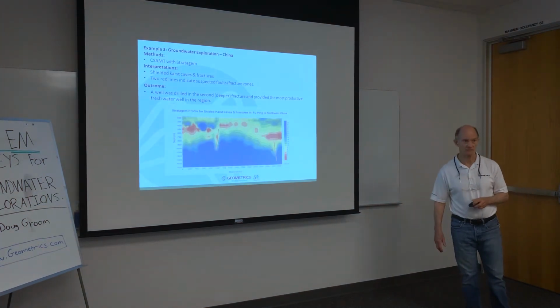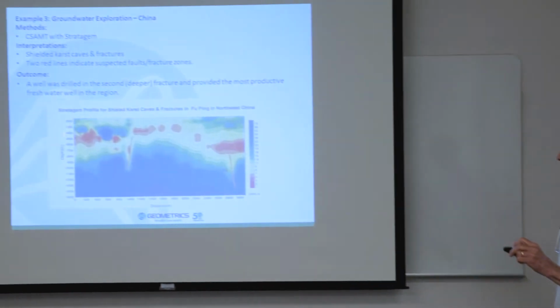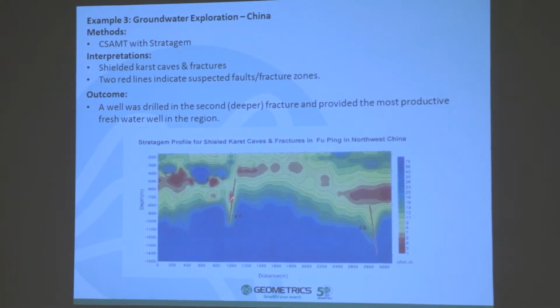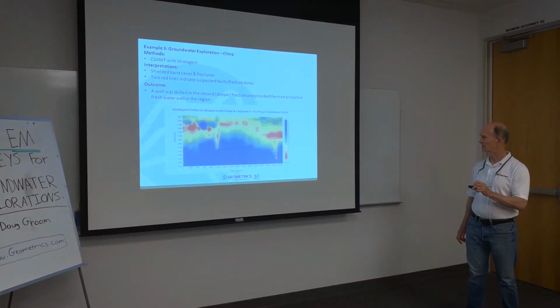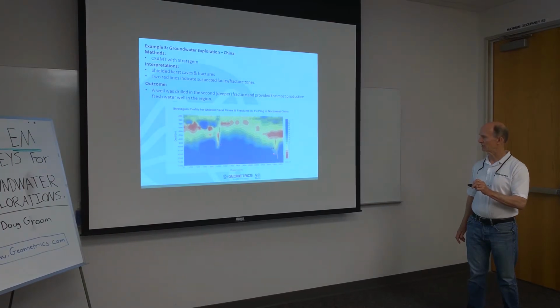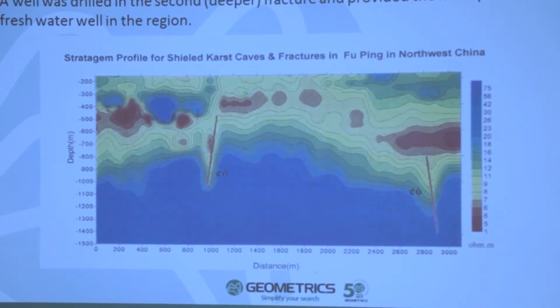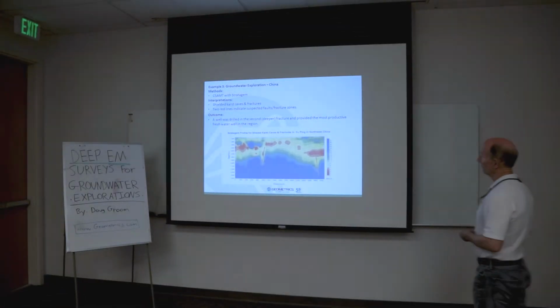This was a very deep survey, looking down at nearly 1.5 kilometers, and we see this is a karstic environment. We have this underlying basement, and the overburden is quite deep, but we see etched into the basement are a number of areas here. These are interpreted as being faulted areas. A well was drilled in the deeper area, and turned out to be the most productive well in this area, this desert area of northern China.